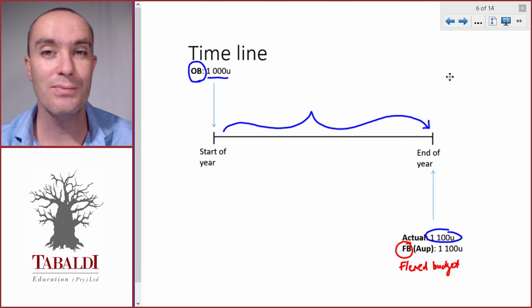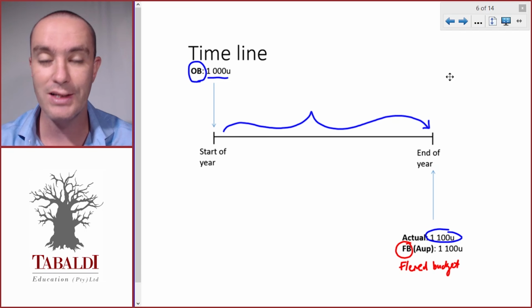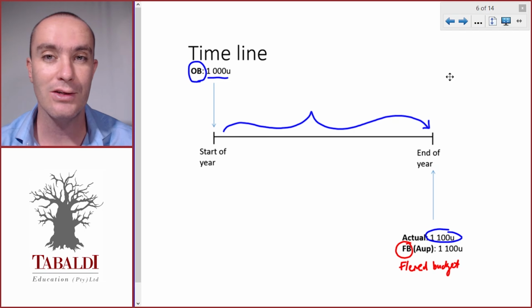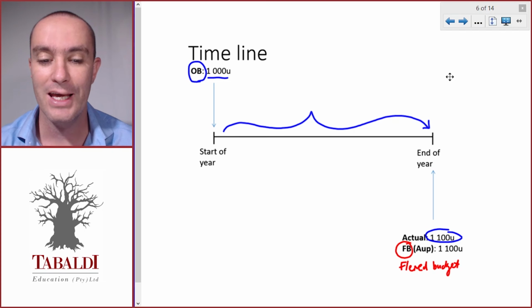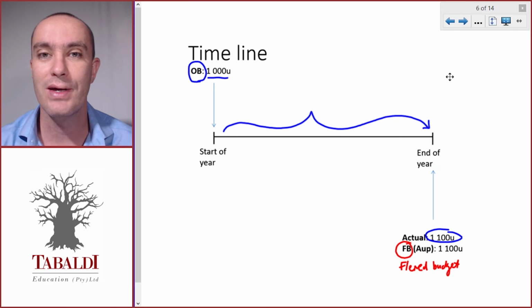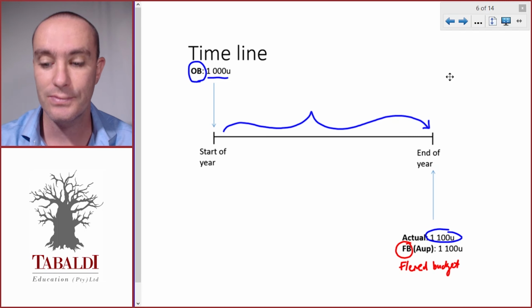And this is the most important thing in standard costing, and this is what will lose you the most marks, if you don't flex the budget. If you compare the original budget with the actuals and the units are not the same, everything's going to be wrong. All your variances are going to be wrong. Even if you do the right calculations, you use the wrong information to compare. So always remember, flex the budget first.